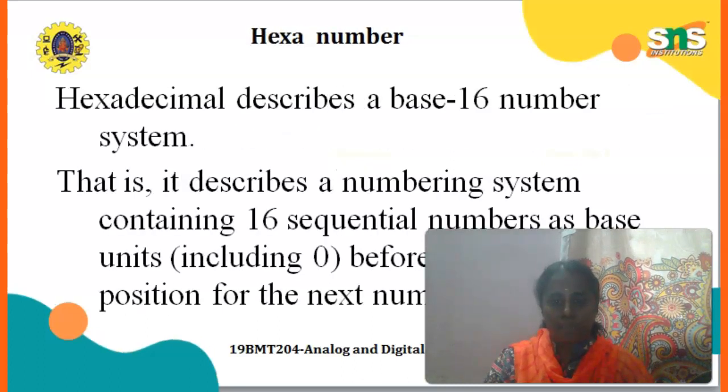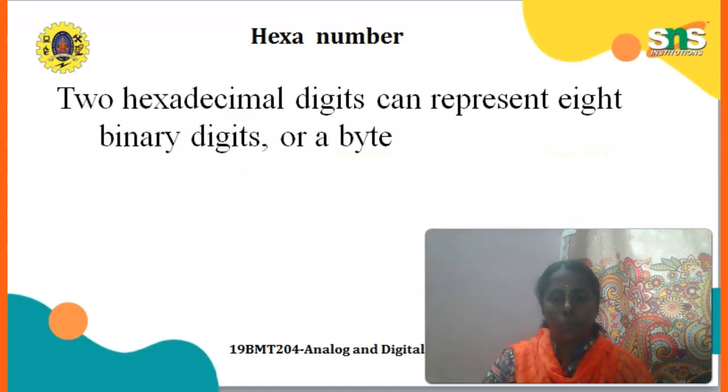Next one, hexadecimal number. The hexadecimal number system has base 16. It describes a numbering system containing 16 sequential numbers as base units before adding a new position for the next number. Two hexadecimal digits can represent eight binary digits, or a byte.